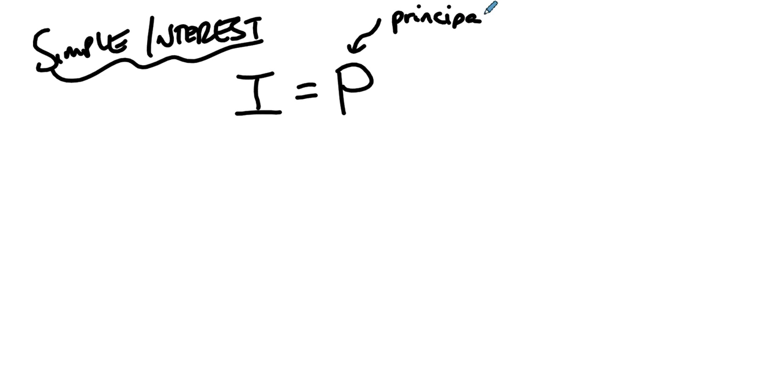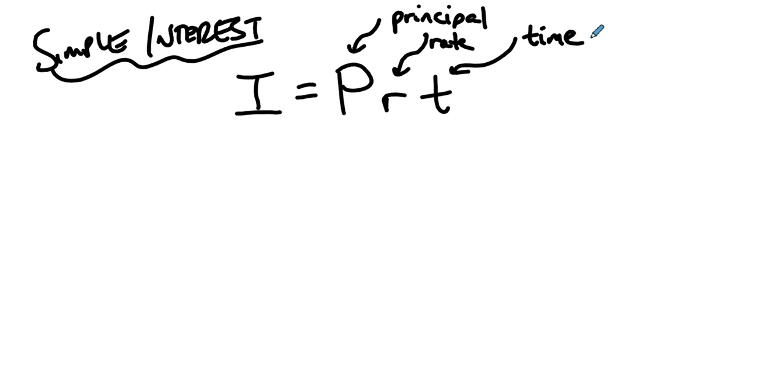Simple interest is the idea that we invest some amount of money. That's the principal, the amount of money that we bring to the bank and put in the bank, times some interest rate over some length of time, usually measured in years.